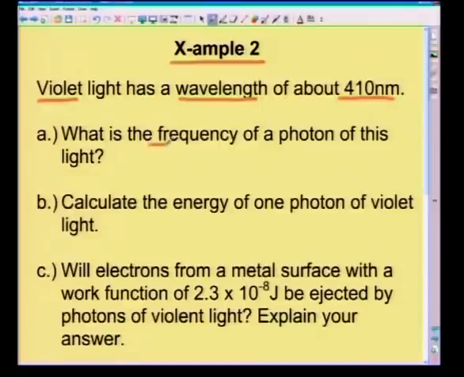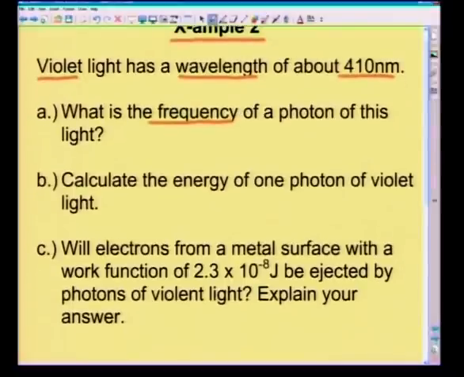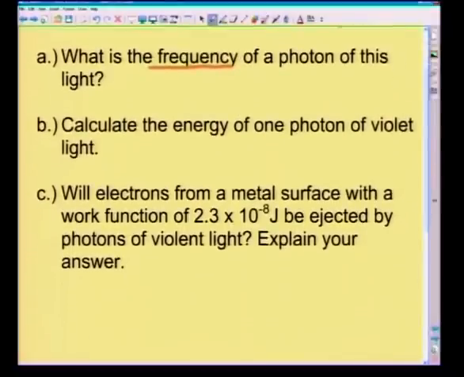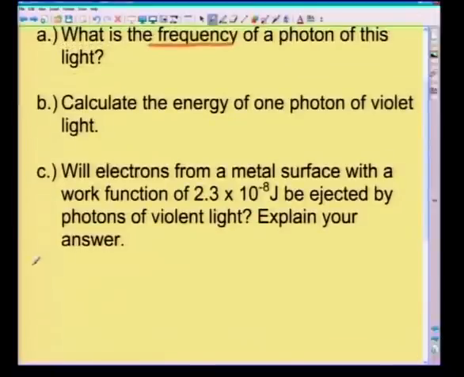What is the frequency of a photon of this light? So part A wants us to calculate the frequency of the violet light. Let's look at it. Since these are electromagnetic radiation, I can make use of the wave equation, c equals f lambda.